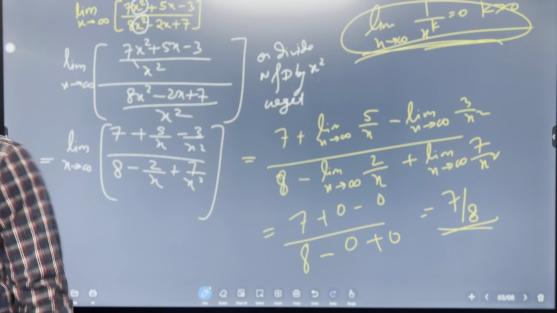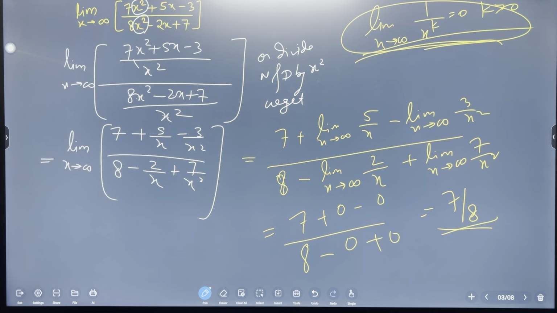So take a screenshot of the given example. We go for the next example.